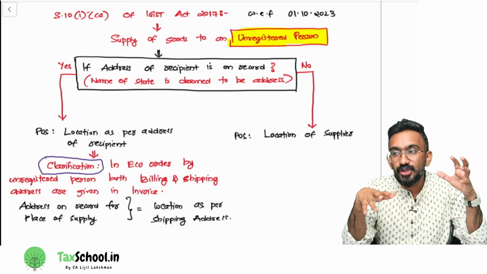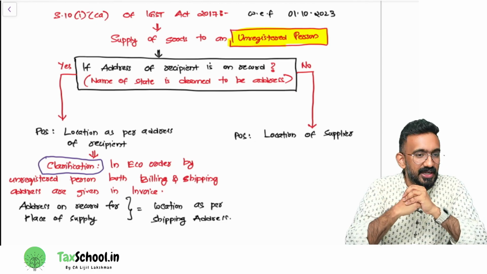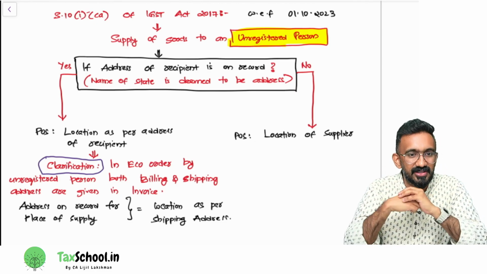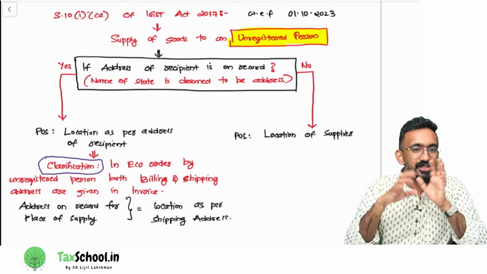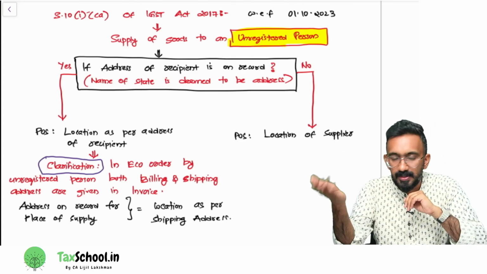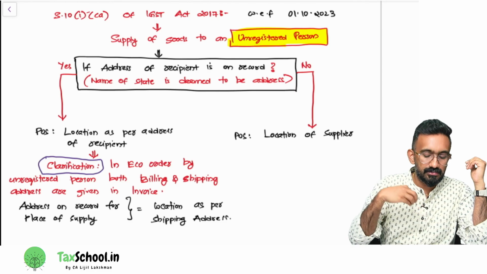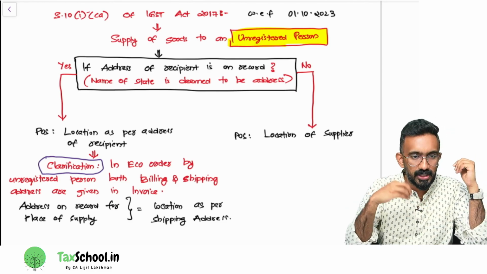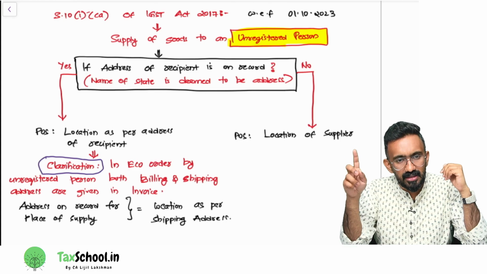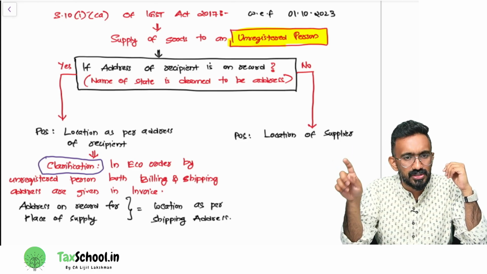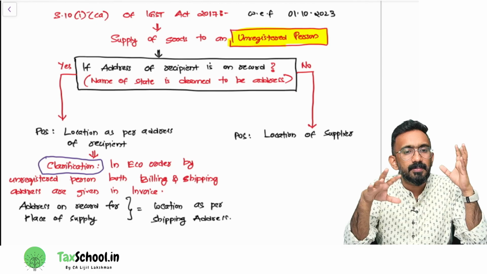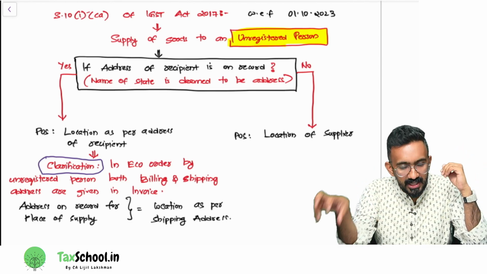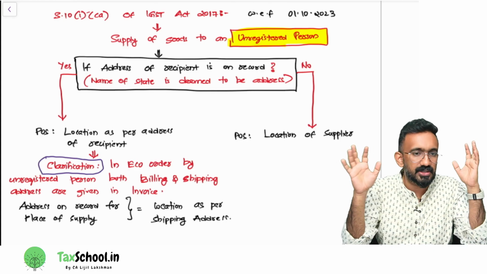what will be considered to be the address on record for place of supply? Is it billing address or shipping address? Address on record is the place of supply. They said it will be the shipping address. So if my billing address happened to be Kochi, and I'm ordering and saying that I want to receive the goods in Chennai, then place of supply would be considered to be Chennai, the shipping address. So that's something that you have to be careful about.